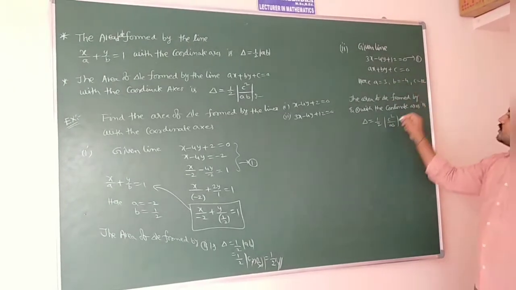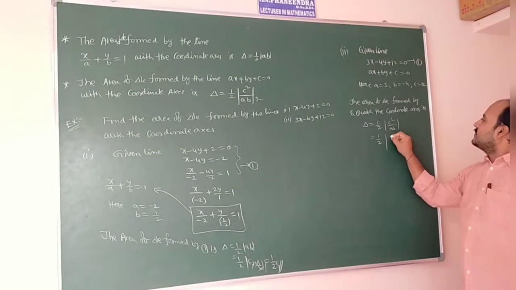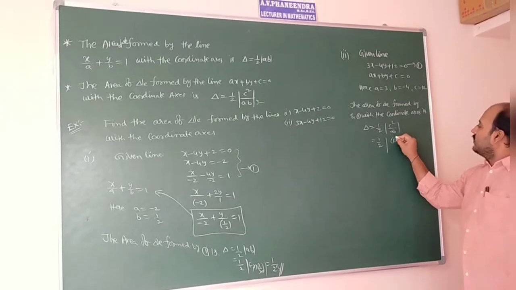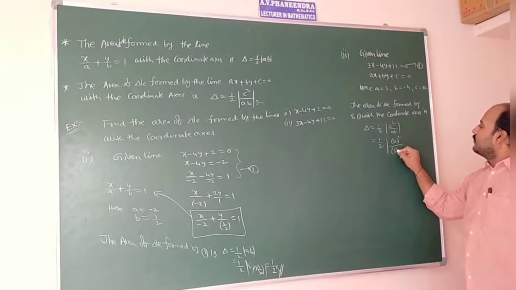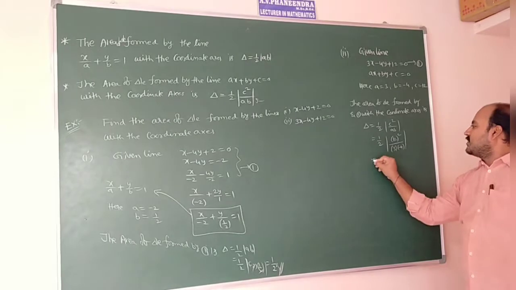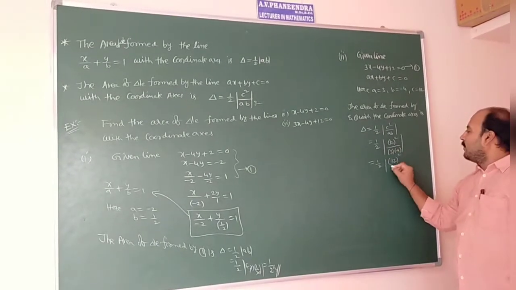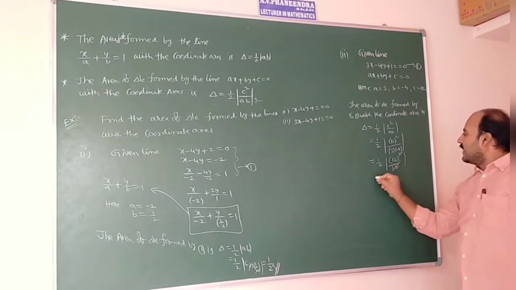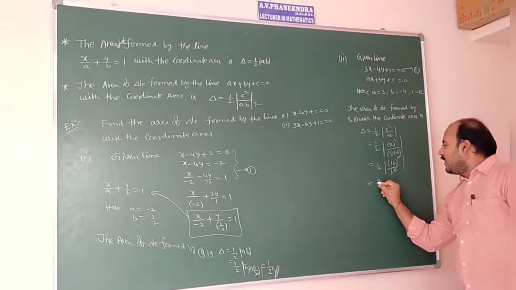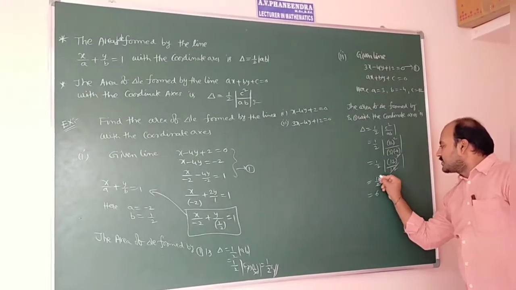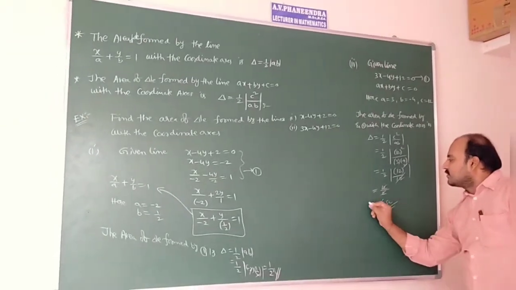Substitute the respective values. Half into c square, 12 square by a into b, 3 into minus 4, which is equal to half into 12 square. Within modulus it will become plus only, plus 12. So one of the 12 cancel. 12 divided by 2, which is equal to 6. 6 square units.